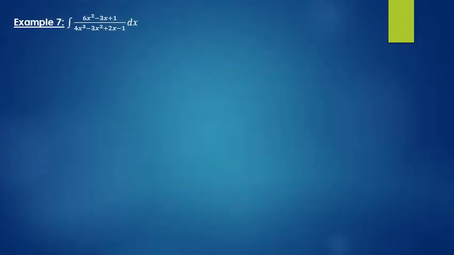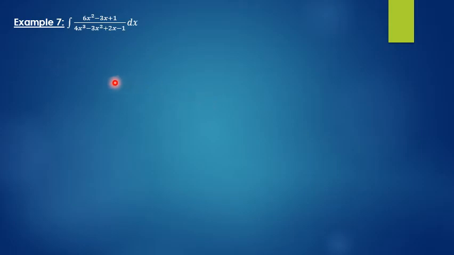Let's have another example. It may look at first a bit complex. You might be intimidated by this given. So we have 6x squared minus 3x plus 1 all over 4x cubed minus 3x squared plus 2x minus 1 dx. So yes, it can really be intimidating, but just recall all the lessons that were given to you, and you would be able to handle this.